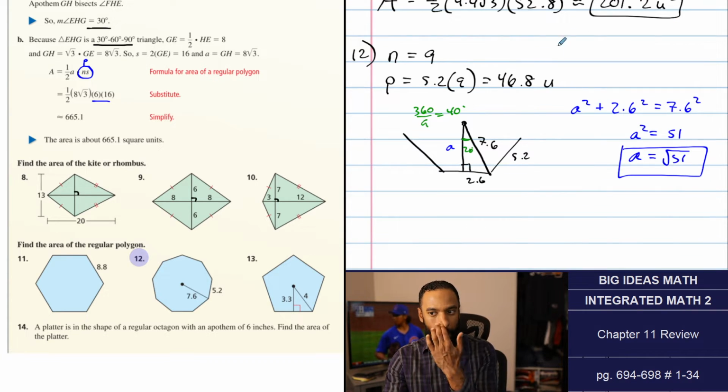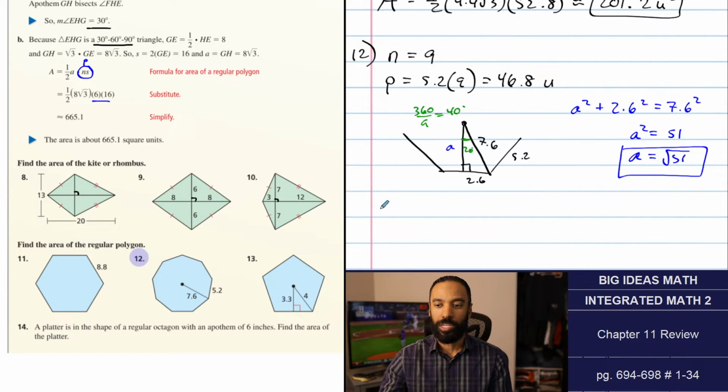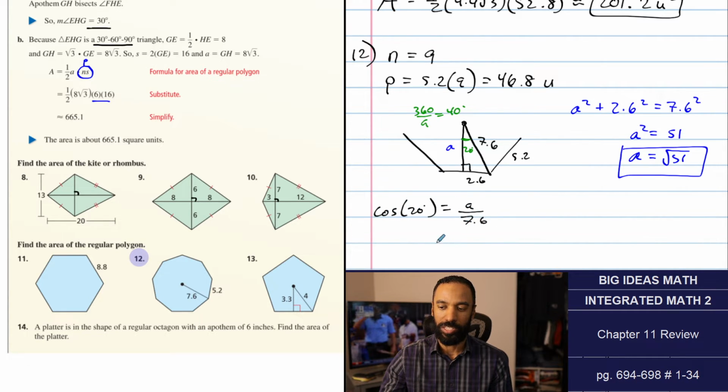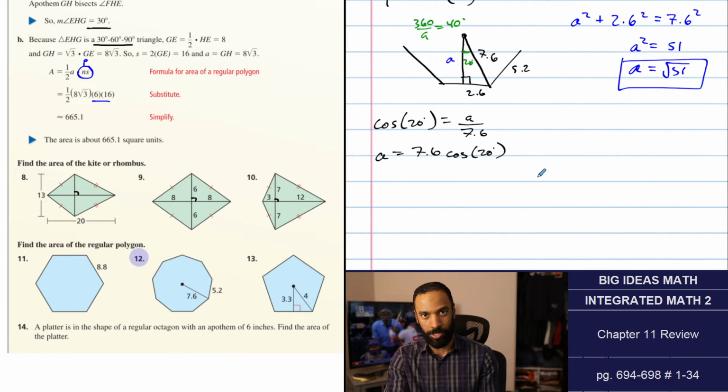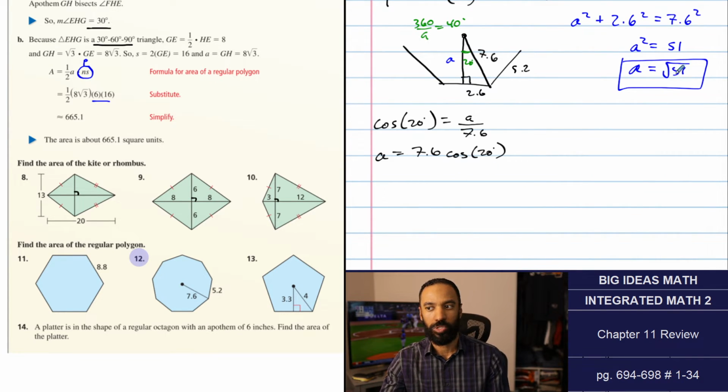So I have multiple ways that I can find apothem based on that, and I'm going to try them all. I'm going to see which ones work best. We can use cosine. We can say the cosine of 20 degrees is a over 7.6. Therefore, a is 7.6 times the cosine of 20. The real question is, these numbers got to be rounded from something, because cosine of 20 is an irrational value. Which one is most accurate to root 51? I feel like that's the one I got to use. But we'll see how these work.